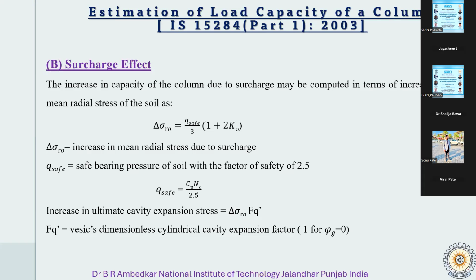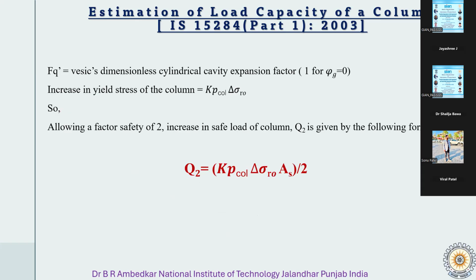Again, it will depend upon the safe bearing pressure of the soil with the factor of safety 2.5. As per the code, we have to take the minimum value of the factor of safety as 2.5. Okay, so again, this value will depend upon CU and NC. So when we have to calculate Q2, then we have to take a factor of safety of 2 and then the increase in the load of the column.